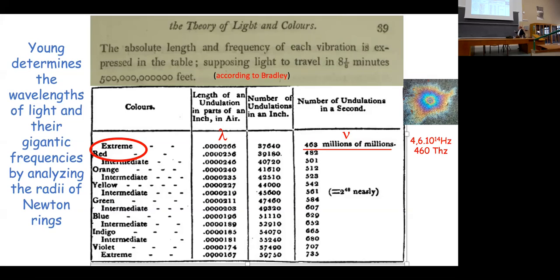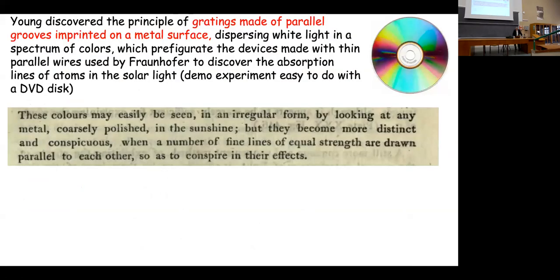Of course, lambda and nu are related by the fact that the product of these two quantities is just the velocity of light. Young also discovered the properties of gratings. He said that if you trace very closely spaced lines on a piece of metal or a piece of glass, and if you send light on this, you separate the different wavelengths of light. And you can do this experiment very easily now, for example, with a CD or a DVD disc, because there are grooves on the disc which are here for lasers to be able to read them. And if you send white light on this kind of CD or DVD disc, you get this spectrum of colors.